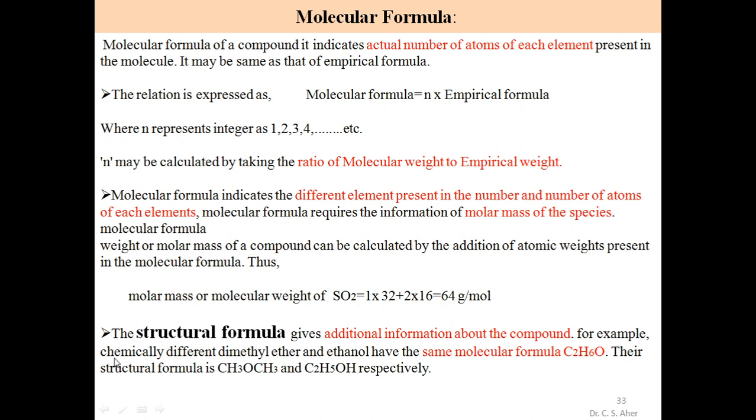For example, these are chemically different: dimethyl ether and ethanol. This is the dimethyl ether, and this is the ethyl OH, ethanol. They have the same molecular formula. The number of elements and their composition is the same. Their structural formulas are CH3OCH3 and C2H5, the ethyl group, with OH attached respectively. See, the molecular formula is the same but the structural formula is different.